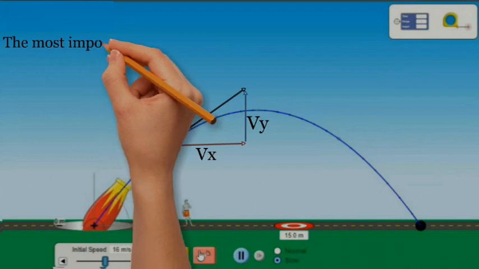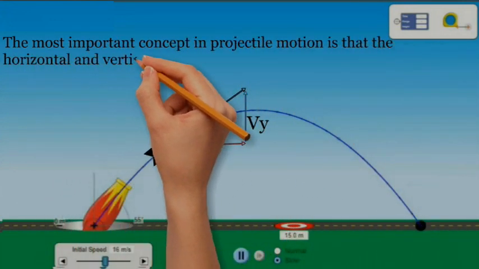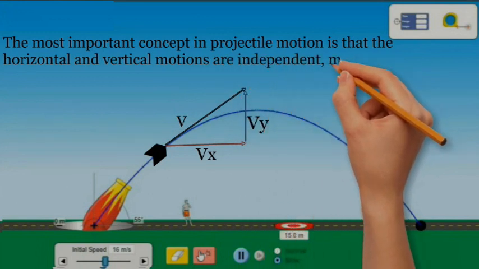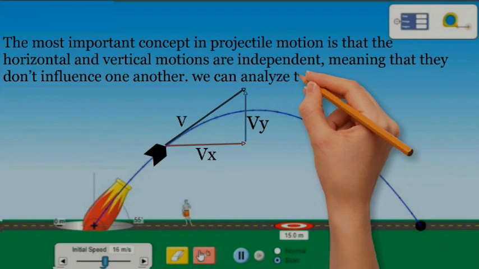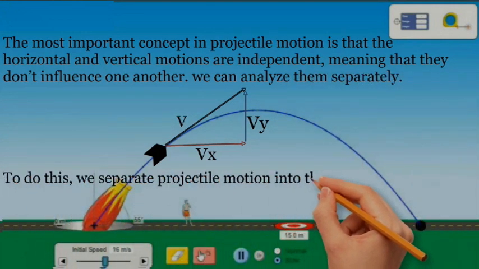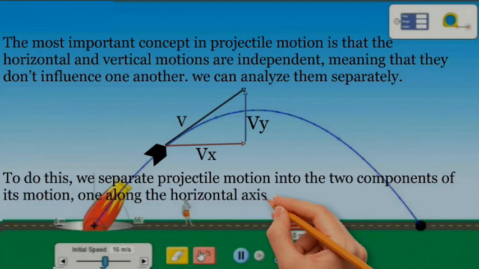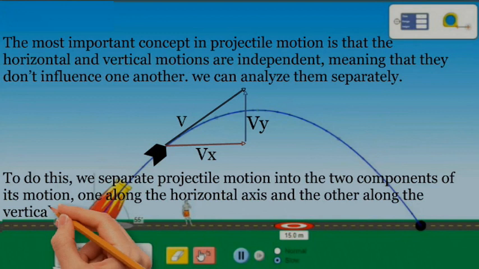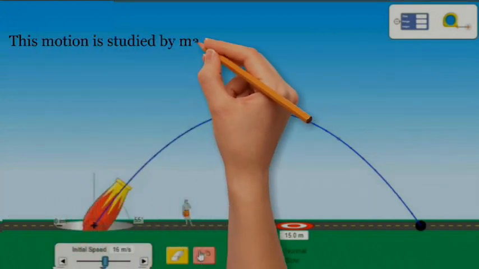The most important concept in projectile motion is that the horizontal and vertical motions are independent, meaning that they don't influence one another. We can analyze them separately. To do this, we separate projectile motion into the two components of its motion, one along the horizontal axis and the other along the vertical axis. This motion is studied by mathematical equations.